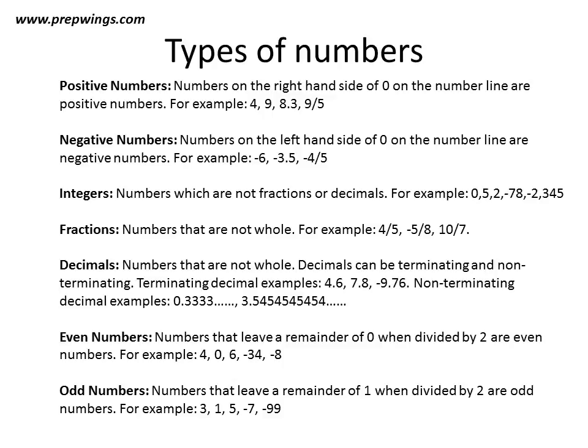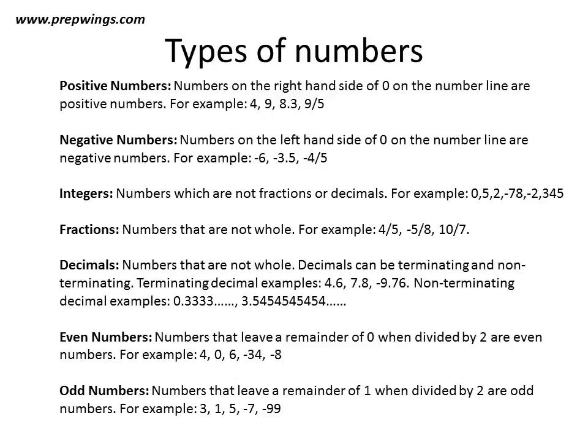Now integers. Integers are basically numbers which are not fractions or decimals. So for example, 0, 5, 2, 54, 345, -2, -78, all these are integers. Okay, because these are not a fraction or these are not a decimal.